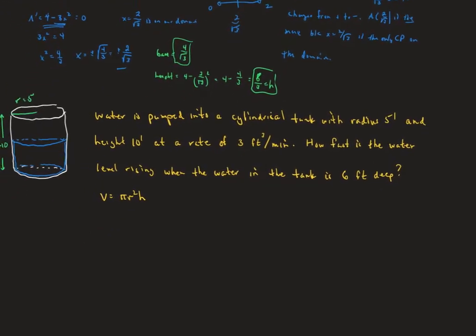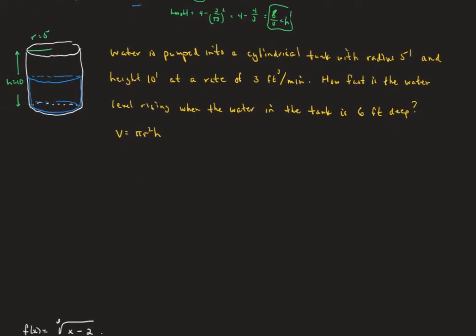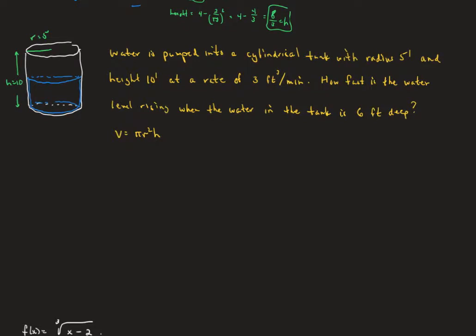Looks like we have maybe here a little related rates problem. So water is pumped into a cylindrical tank with a radius of 5 feet and a height of 10 feet at a rate of 3 cubic feet per minute. How fast is the water level rising when the water in the tank is 6 feet deep? So here is our volume formula.